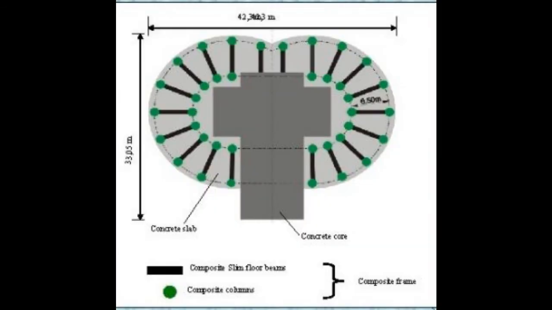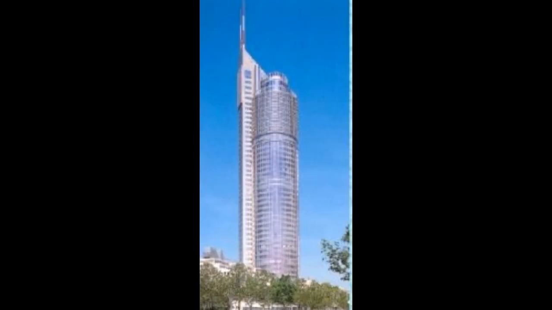Here in this plan, you see these composite columns that are used, the ones highlighted in green, and the composite slim floor beams have been introduced between them. And the concrete core is also a separate element. We already saw the concrete cores, which are mostly the shear walls. So this is a composite frame altogether, formed using the composite columns and beams. As I mentioned, it only took 8 months for construction. So the maximum speed is 2 to 2.5 stories per week, which is pretty commendable.